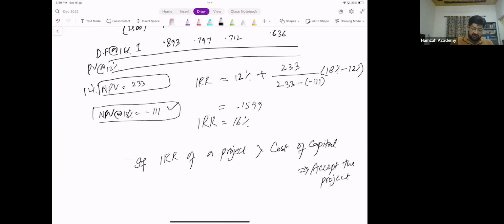And if IRR is less than the cost of capital, it means the return is less than the cost, loss. We say reject the project.